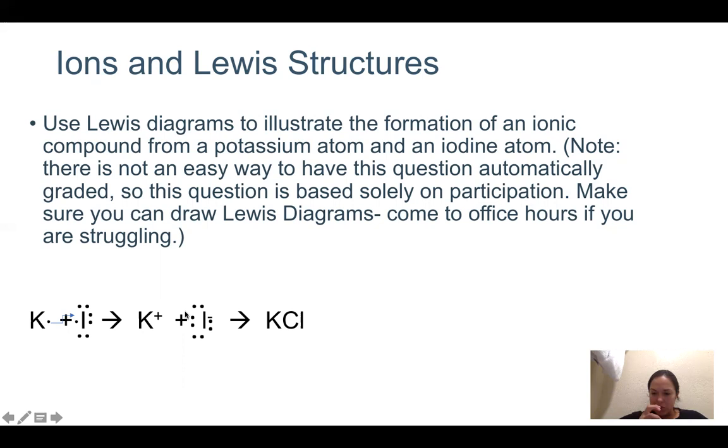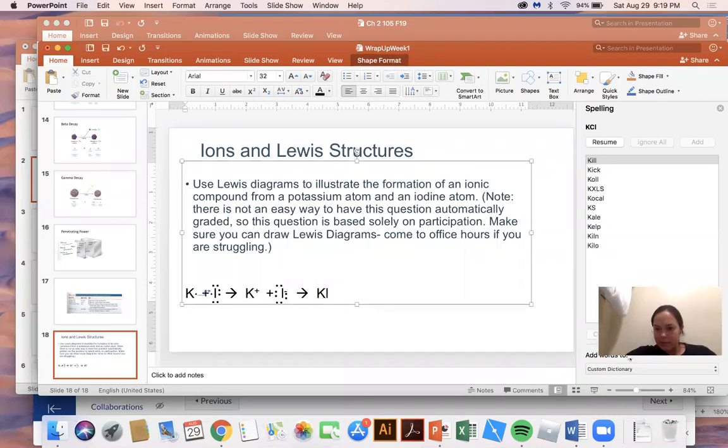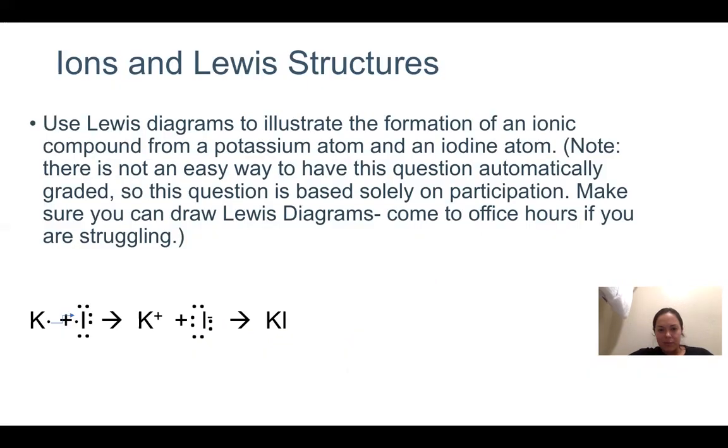It's a strong attraction and makes, oh, I'm sorry, I messed up there. It should be potassium iodide, not potassium chloride. And so that's what makes it an ionic compound, okay? And so that's how we would have represented that problem with Lewis structures.